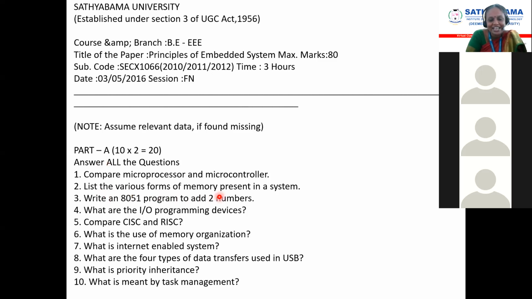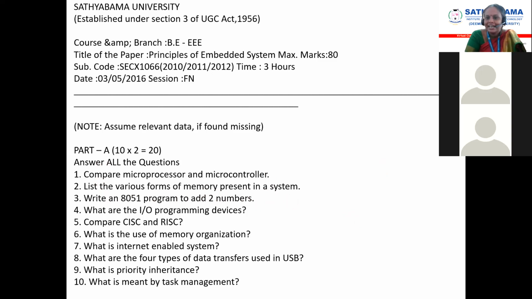Okay, list the various forms of memory present in a system. Internal memory, external memory. Okay, internal and external memory. Internal also we have ROM and RAM. External also ROM and RAM are there. Internal RAM has 256 bytes and internal ROM has 4 KB. But when I go to external ROM, it has 64 KB.